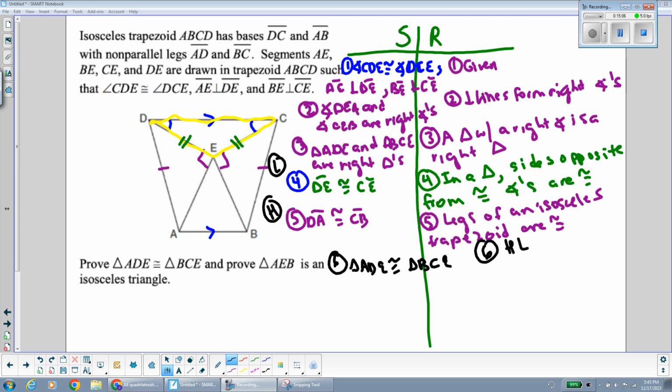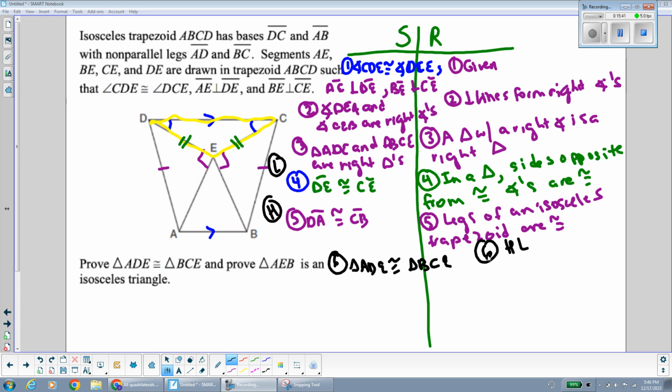Remember, in order to use HL in a proof, you do first need to state that your triangles are right triangles. So after I stated that angle DEA and angle CEB are right angles because of the perpendicular lines that form right angles, I did also state that the two triangles are right triangles because they have a right angle inside of them. And then later on, my HL is valid because remember, HL can only be used for right triangles. So you do have to specifically state that you have right triangles. Feel free to pause the video if you need a minute to take a look over this part of the proof.